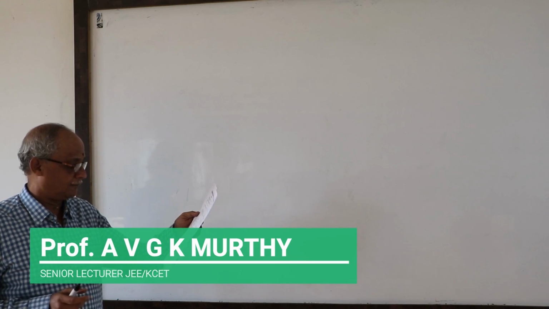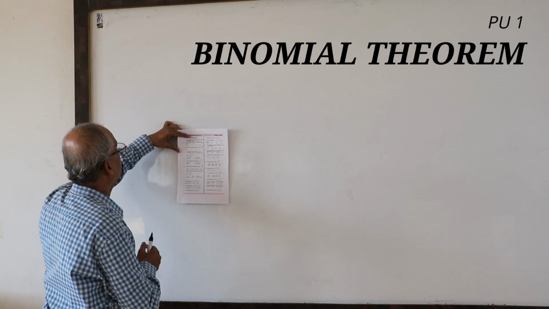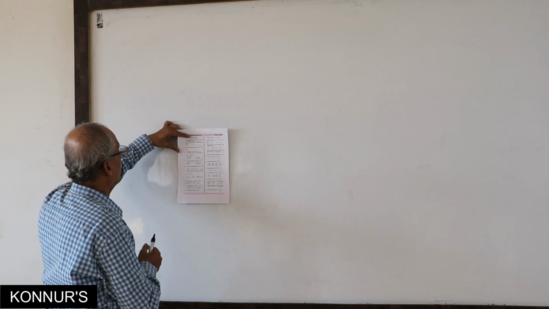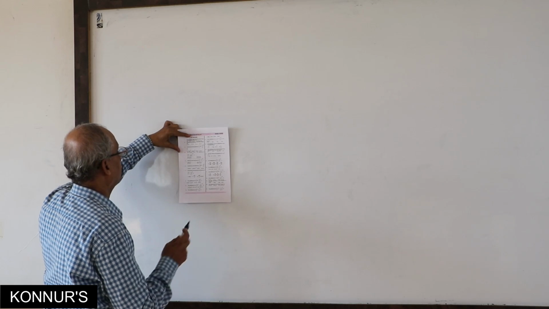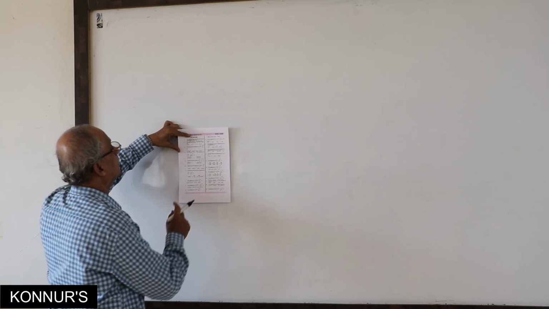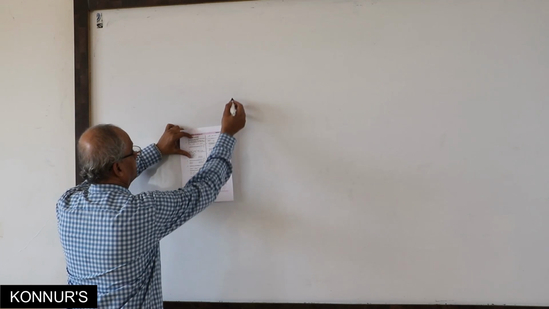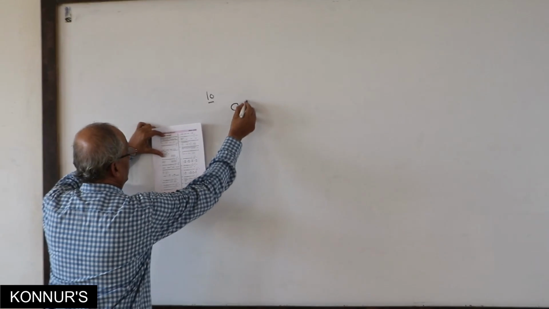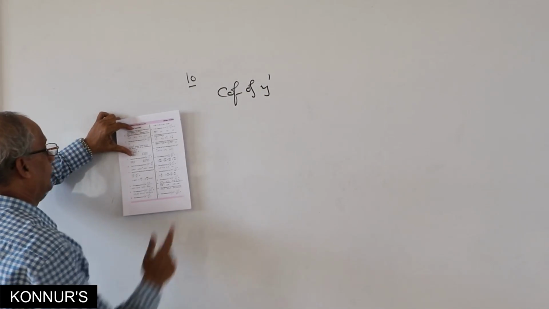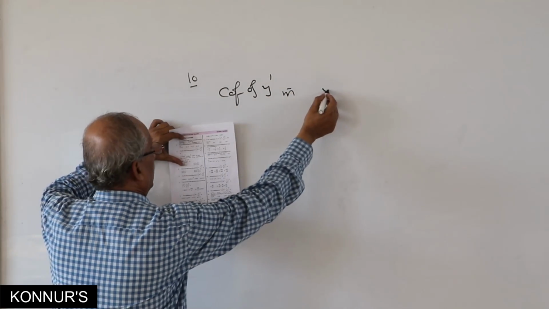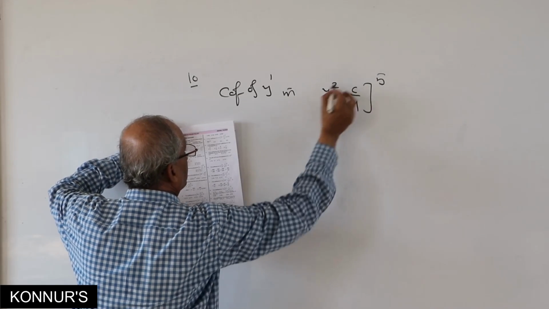In continuation of problems from the binomial theorem, from the assignment. Okay, from the assignment here, find the coefficient of y, in y means y power 1, in (y square plus c by y) power 5.